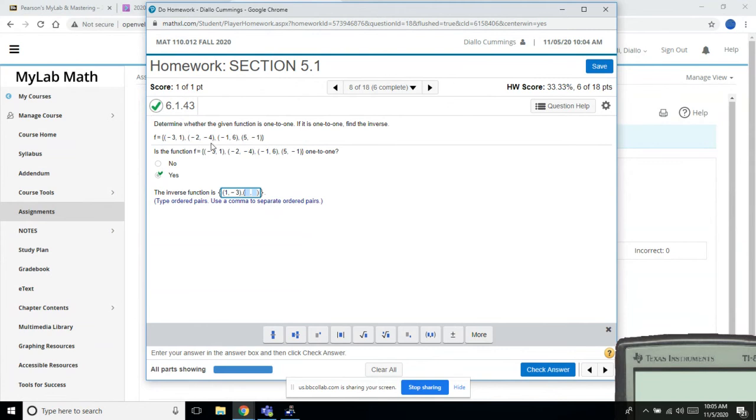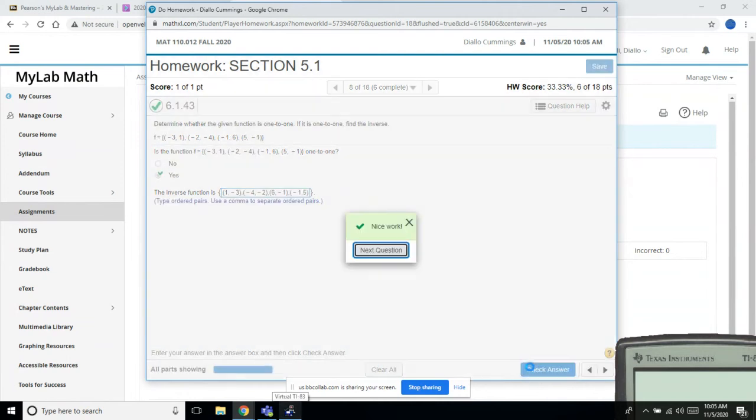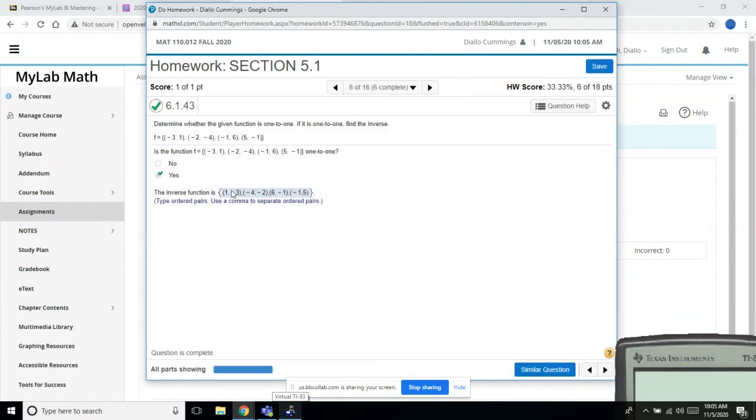My next inverse point would be -4, -2. My next inverse point is 6, comma, -1. And my last inverse point is -1, comma, 5. I think I have everything in it correctly. So to find the inverse of a relation, you simply reverse your ordered pairs.